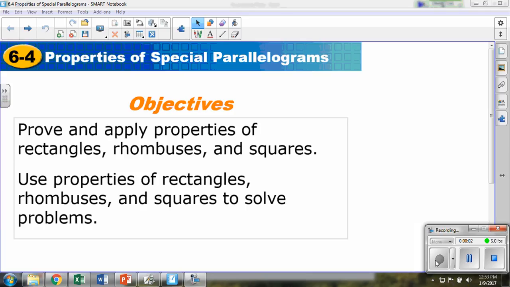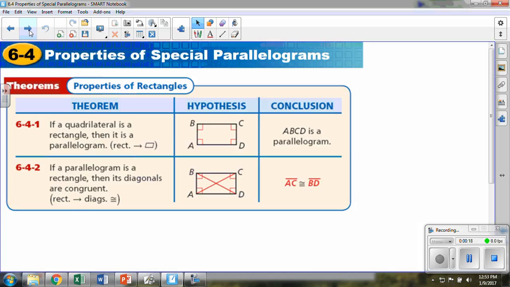In this lesson, we're going to focus on properties of a couple special parallelograms. Essentially, we just want to learn what the properties are so that we can use them to actually solve a few problems.